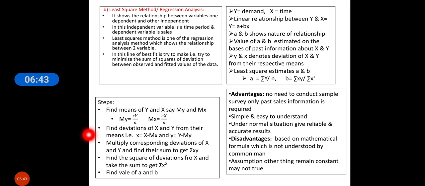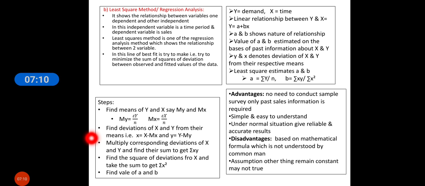Now the steps. First, find the mean. Average आपको निकालना है. ठीक है. Then find the deviation of x and y from their mean value. Then multiply their corresponding deviations of x and y and find their sum to get the sum of xy. Then find the square deviation of x and take the sum of x square.